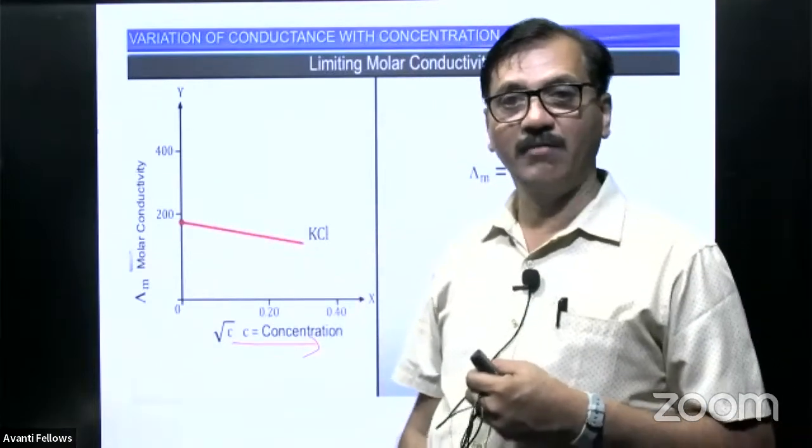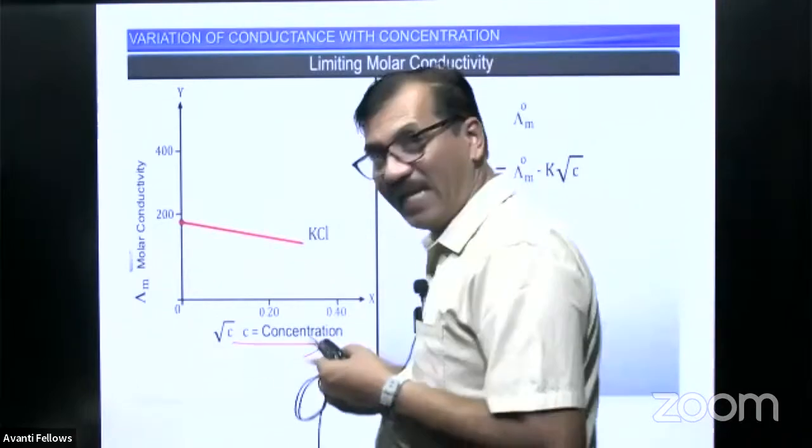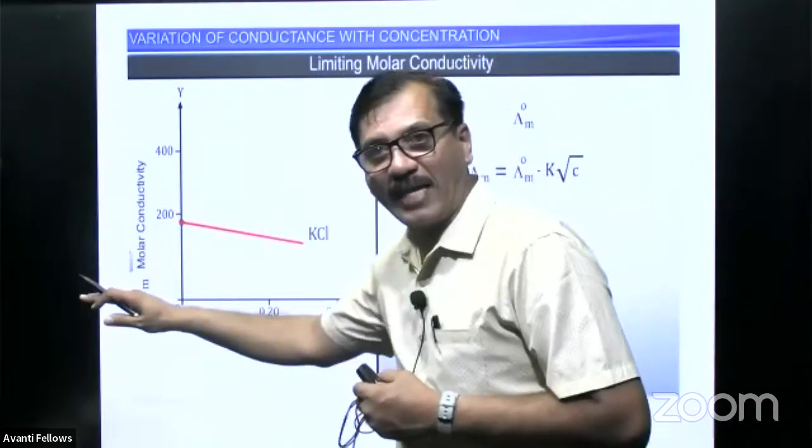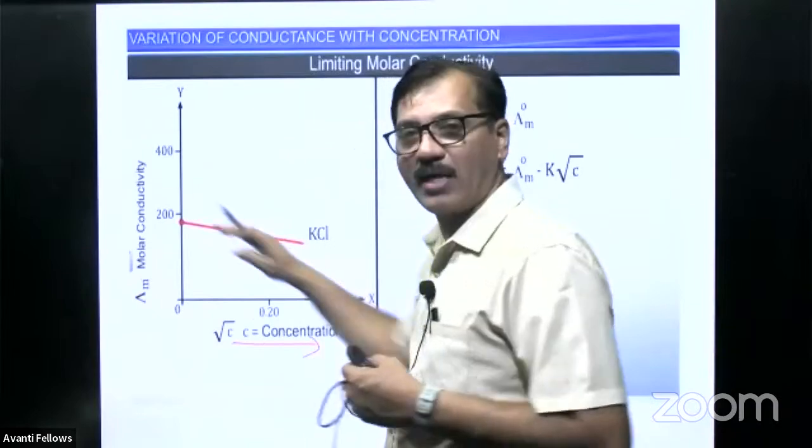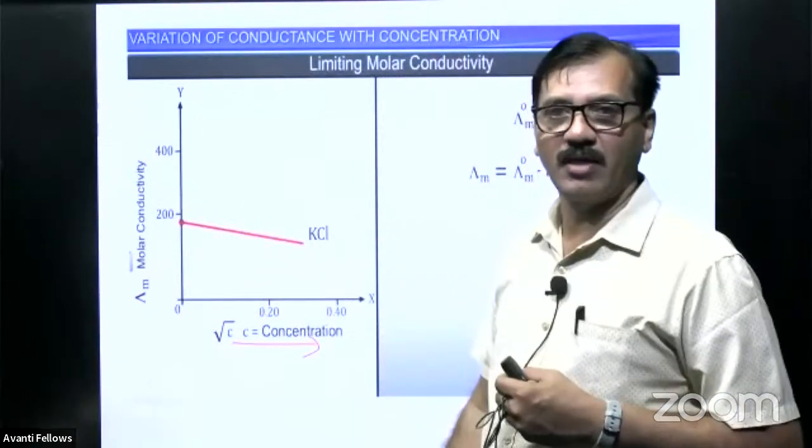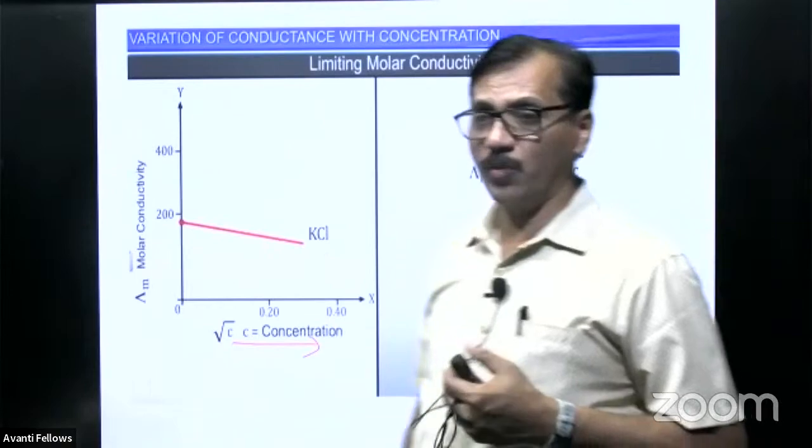Molar conductivity decreases on increasing concentration. Or on dilution, if you move like this, it is dilution. On dilution, molar conductivity increases a bit. What could be the reason for this?